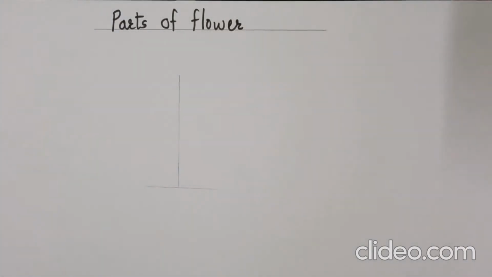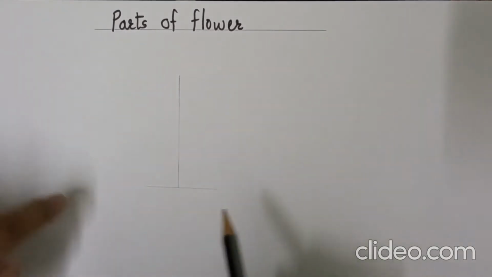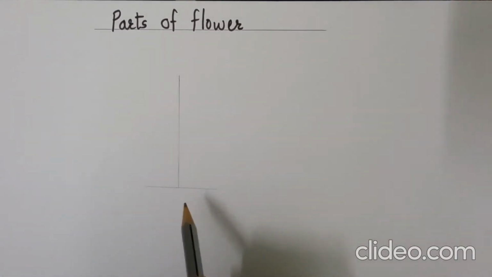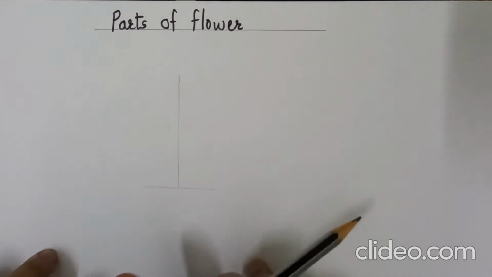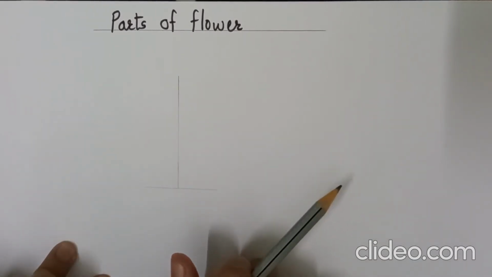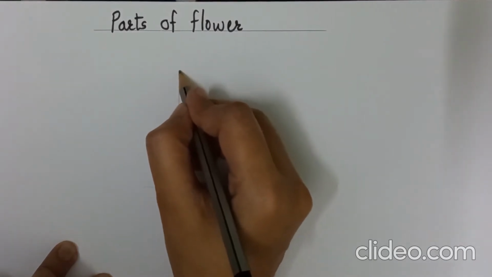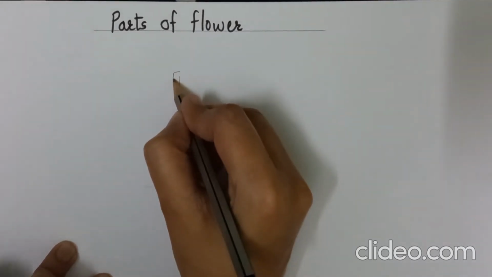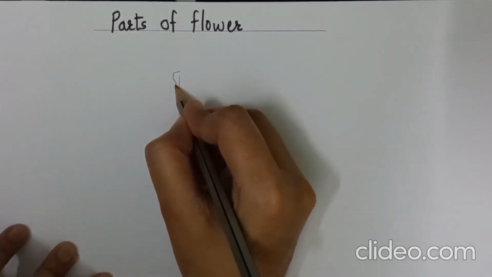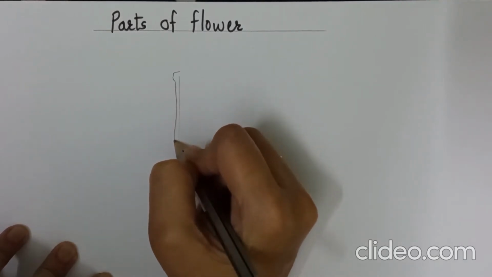So this is the last diagram we will be studying from chapter 3, that is parts of flower. As you all can see, children, again I have drawn the central line and a base to draw the pedicel and calyx. Alright, so into this again we have 10 to 11 names to label. So first of all, draw the central part of the diagram.